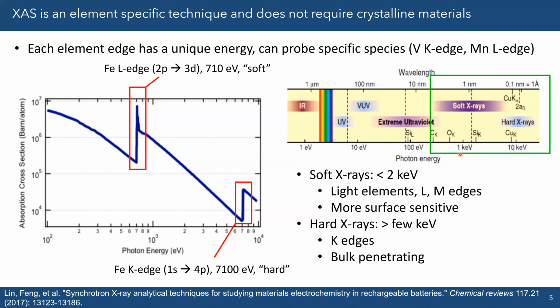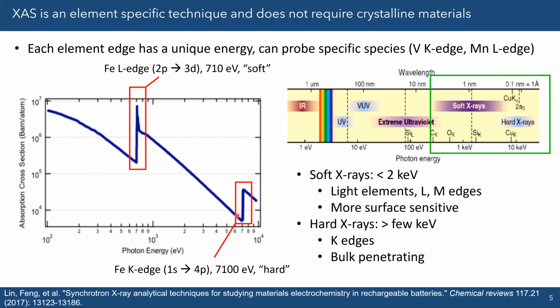So you can see an example of this if we do a broad energy sweep of iron. We can see that the iron L edge, which is a 2p to 3d transition, occurs at 710 eV, so it counts as soft. Whereas the iron K edge occurs at around 7.1 keV, so that's a hard X-ray.